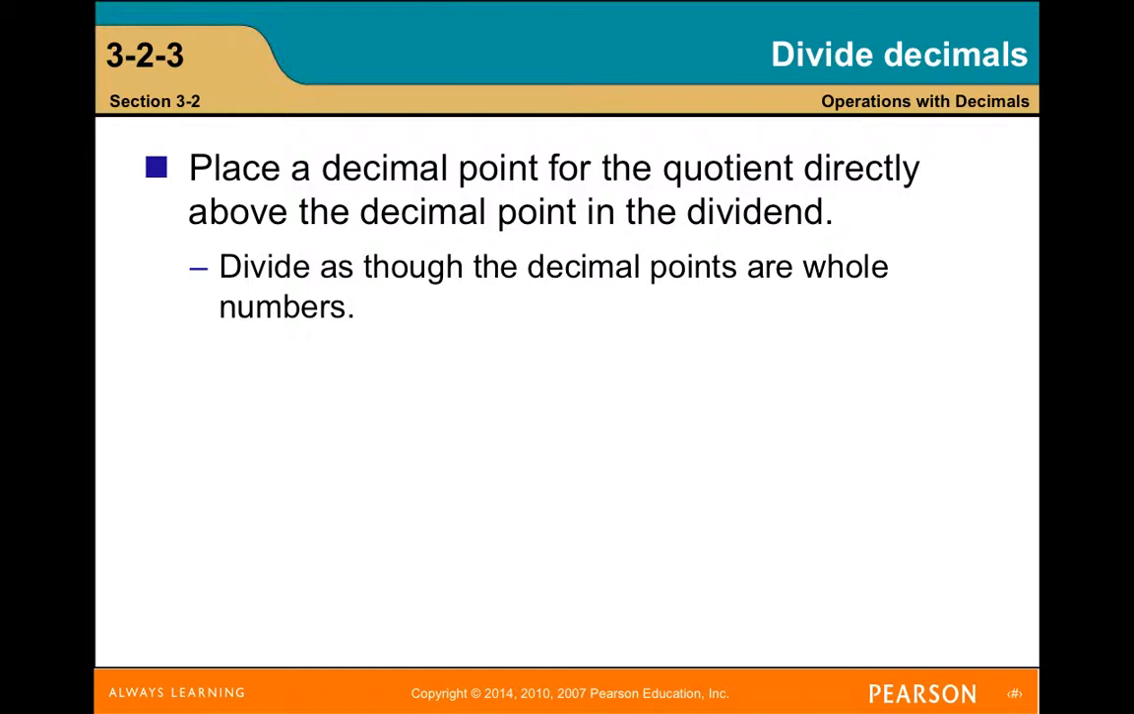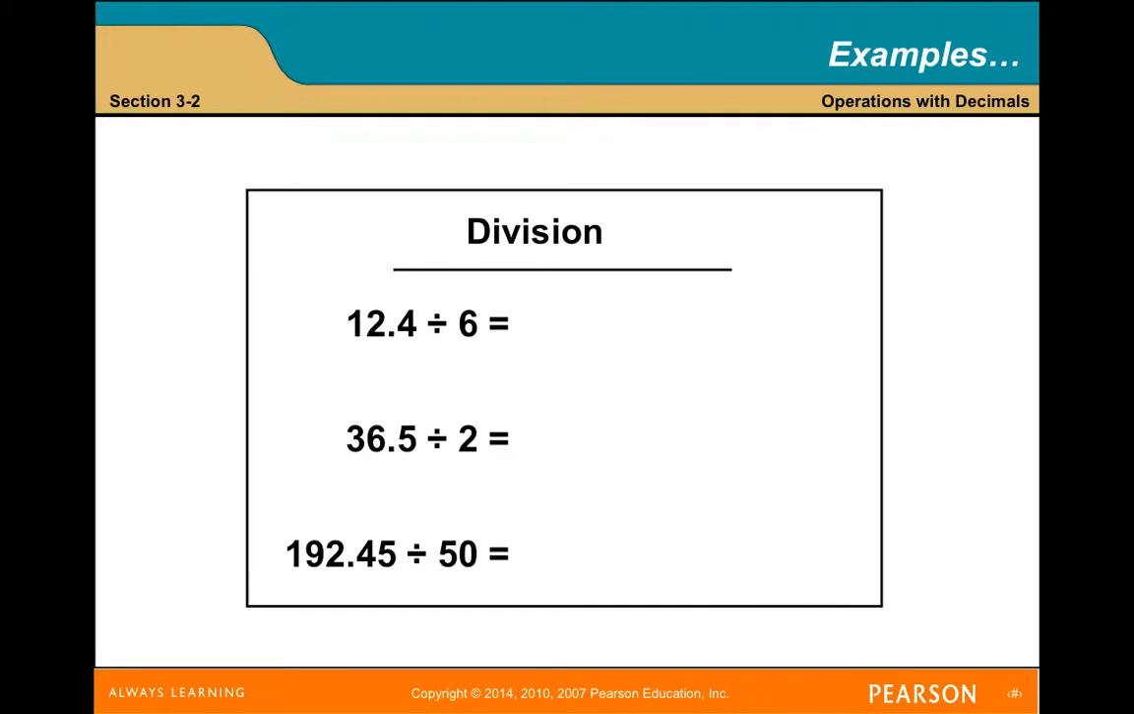Dividing decimals. Place a decimal point for the quotient directly above the decimal point for the dividend. Divide as though the decimal points are whole numbers. So here we have a couple of division problems. 12.4 divided by 6 is 2.0666, and then it continues to repeat forever, the decimal 66.